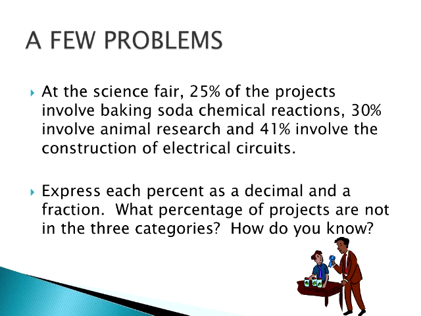Okay. At the science fair, here's your questions for homework. 25% of the projects involve baking soda chemical reactions, and 30% involve animal research, and 41% involve the construction of electrical circuits. Express each percent as a decimal and as a fraction. And then I want you to figure out what percentage of projects are not in those 3 categories. All right? So, how do you know how many are left? All right. So, this is your homework.